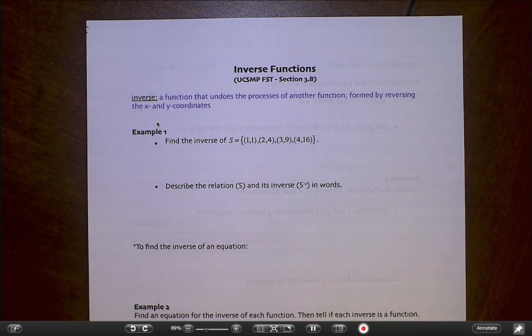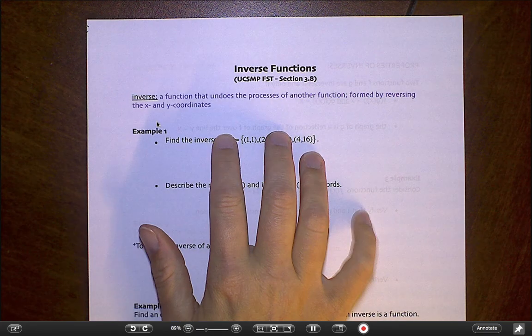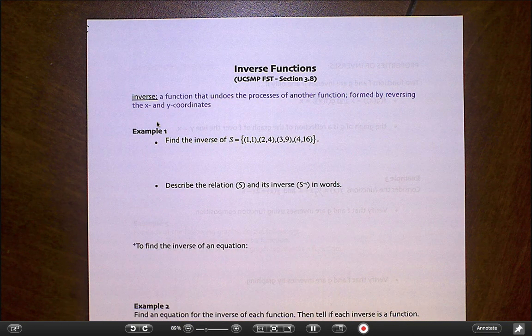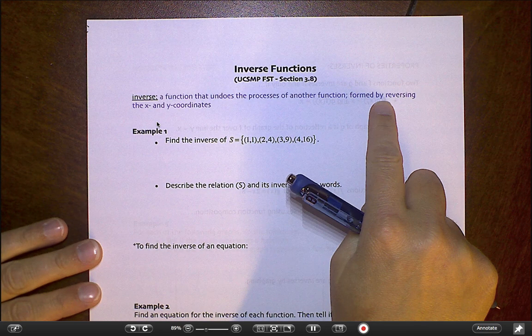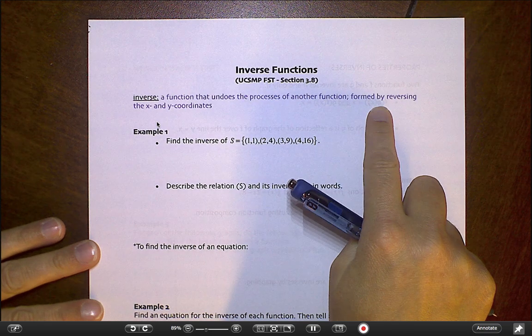So first, just what do I mean by an inverse function? Well, the inverse of a function is something that undoes, which is always a weird word to say, but it undoes something that another function has done. So if one function is designed to add 5 to all of your input values, the inverse would subtract 5 and put it back to where it started. At its core, anything that you're doing an inverse of is formed by reversing x and y.